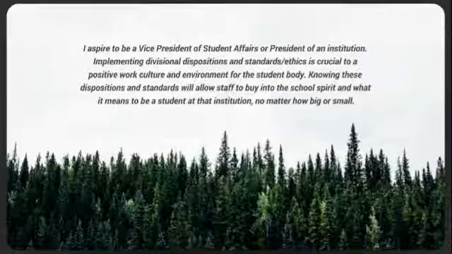And the students don't have to be the only people that buy into the school spirit. If the dispositions and expectations, standards, and ethics are laid out early on and work together as a team, faculty and staff will buy into this school spirit as well. And it really will become an institution that is promoted by everyone across the board from top to bottom.